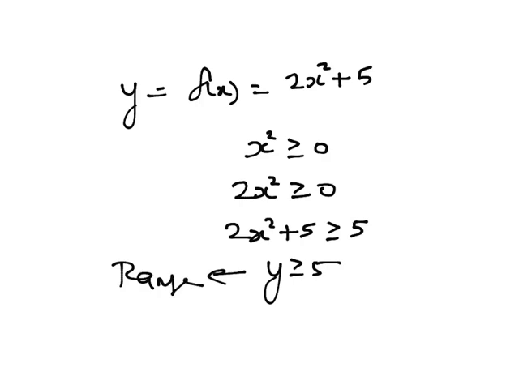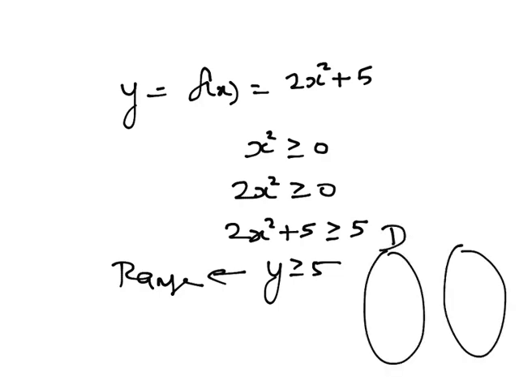So y is greater than or equal to 5. The range is this. So what does it mean? That means if I draw two sets here, if this is the domain and this is the range, here only numbers which are greater than or equal to 5 are part of the range. Any number less than 5 is not part of the range.